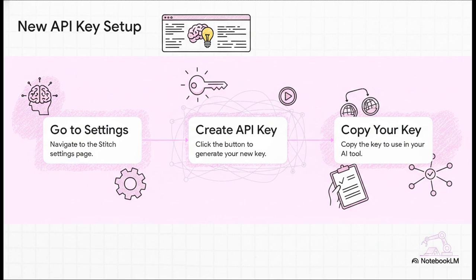And look at how simple this is now. You just go into your Stitch settings, click Create API Key, and then you copy it. That's it. 3 clicks. It's almost too easy. You're now ready to hook up your AI.